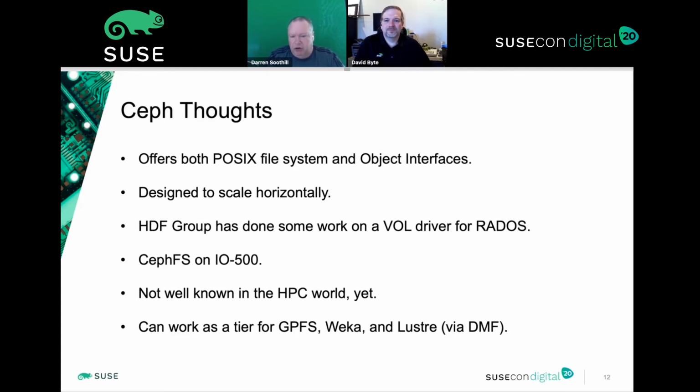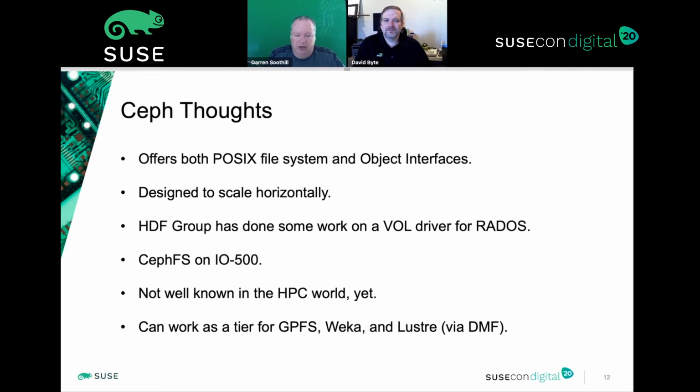The HDF group has done some work on a VOL driver for RADOS. RADOS is the native way that Ceph internally addresses the storage, so having a native driver for that means you're getting the best performance out of Ceph. With CephFS, we've got entries on the IO500, where we've been doing a lot of work ourselves at SUSE testing how fast we can push this, but it's not typically well known in the HPC world yet. Obviously, CERN's a big one that sticks out as using Ceph in a big way.